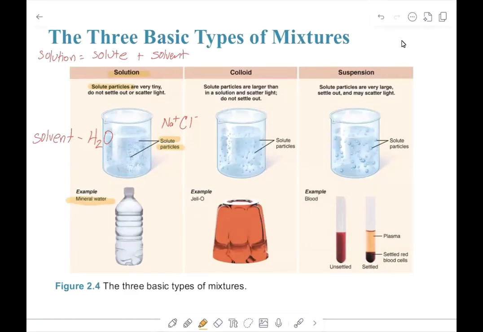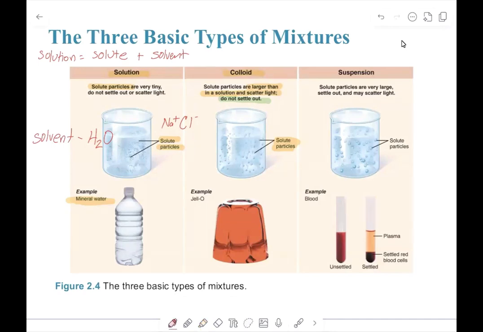The next example is what's called a colloid. And in a colloid, the solute particles are a little larger. They're larger than in a solution and they scatter light, but they do not settle out. So that's a really important difference that you need to know. The example that they're showing here would be Jello.